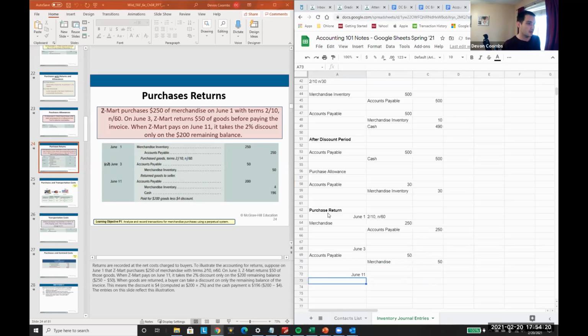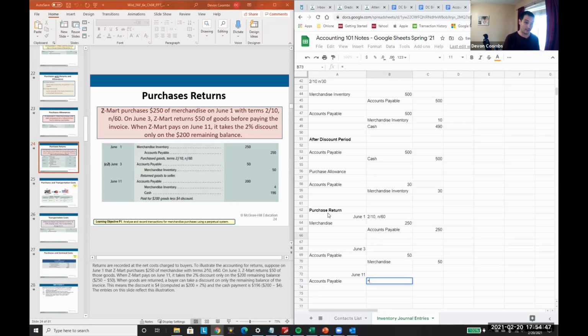On June 11th, we then take the discount. Why can we take the discount? We're saying that it's on the 10th day. So we got it on the 1st, and we're saying the 10th day is the 11th. And so we'll take the discount, but we only get the discount on the remaining goods. That's where we have to stay organized. For accounts payable, we're going to reduce it.